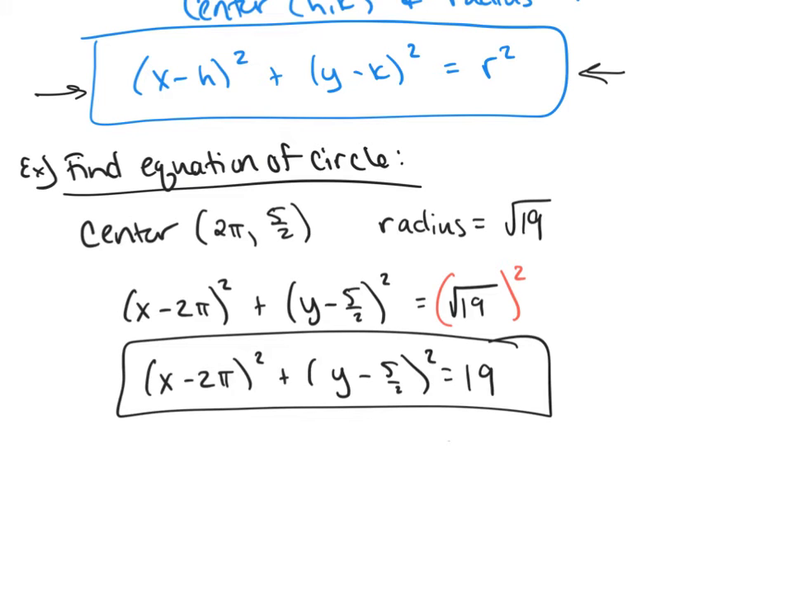Remember, if you're looking at the equation of the circle, this isn't the radius. This is the radius squared. And if you're looking at the radius, in order to get the equation, you have to square that number. So just remember, this is an r squared and not just an r.